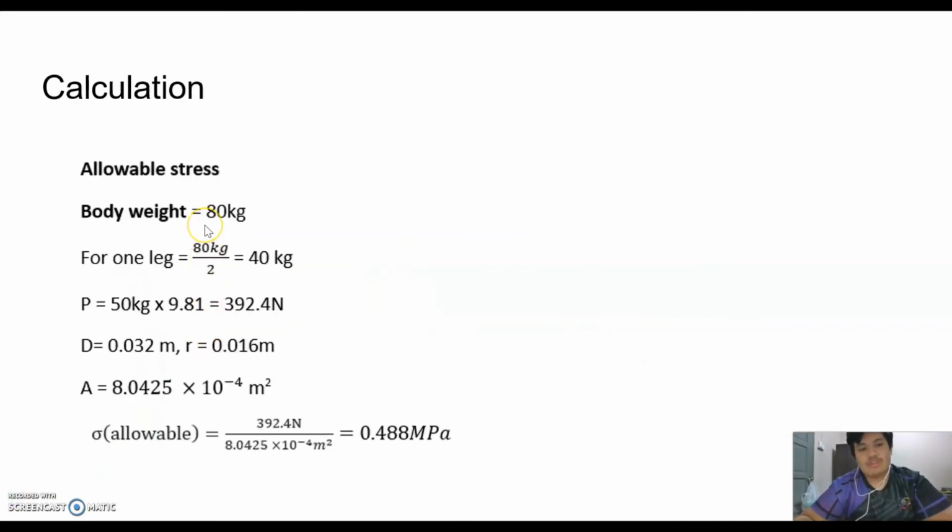Next, we move on to the allowable stress. For the allowable stress, we choose a body weight of a person of 80 kilogram. Because it is one leg, we have to divide by 2, so we get 40 kilogram. So the force is 392.4 Newton. We use the same cross-sectional area, and the allowable stress uses the same formula, force over cross-sectional area. Then we get 0.488 megapascal.